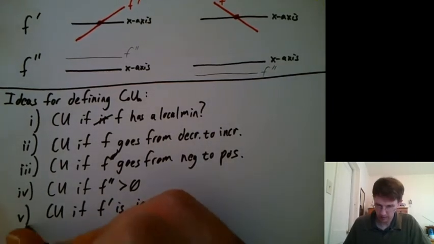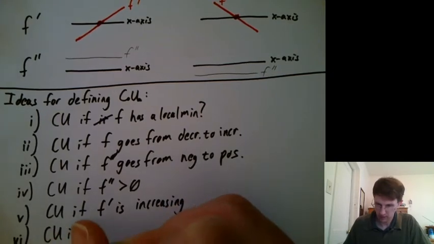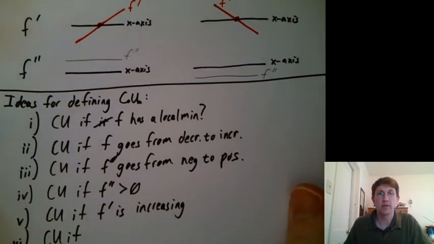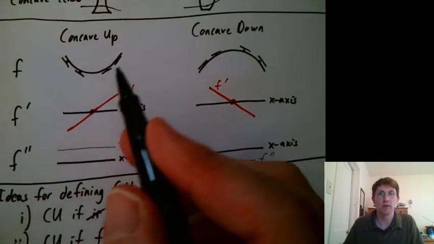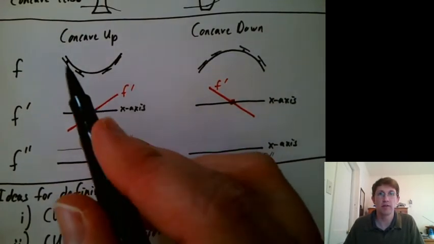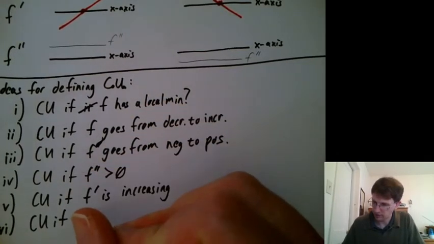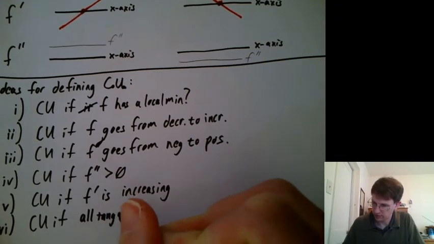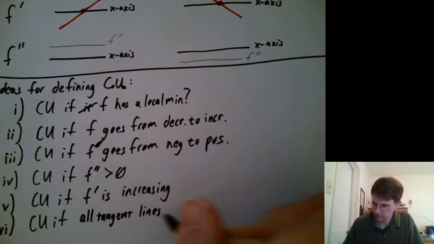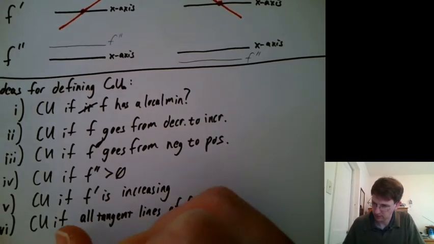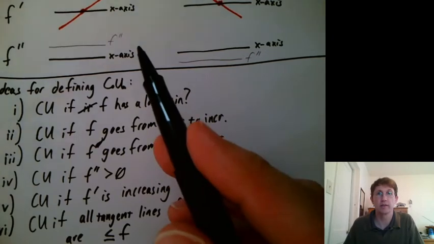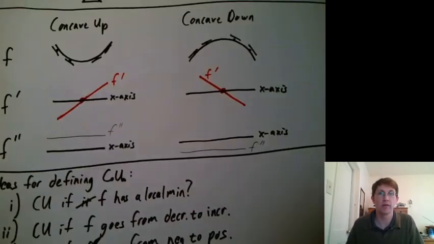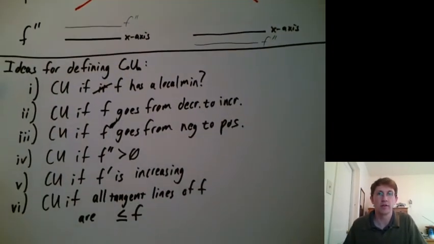How about concave up if all tangent lines of the function fall below the function? Is that true here? Even if you extend this tangent line out, the function will never go below that tangent line. So all tangent lines of f are less than or equal to f. Of course, they wouldn't be strictly less than because they'd have to touch the function at some point, the point where they're tangent. So that's another idea.